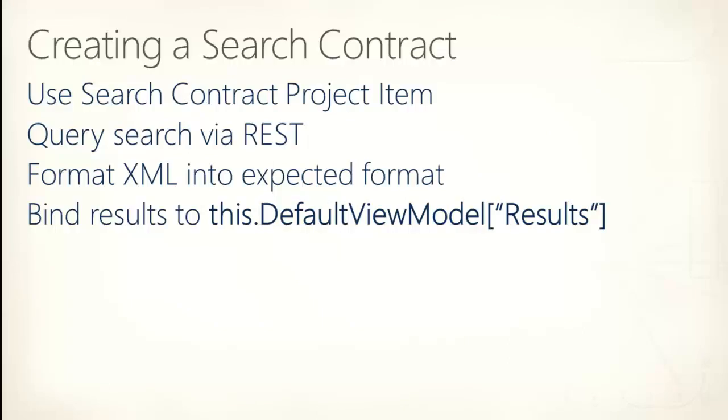To create a search contract, all we have to do is create a project item, and then we do our querying in much the same way. We just call a different REST URL basically. Then we do some formatting to get the XML result at once, and then we bind it to this.viewModel results.